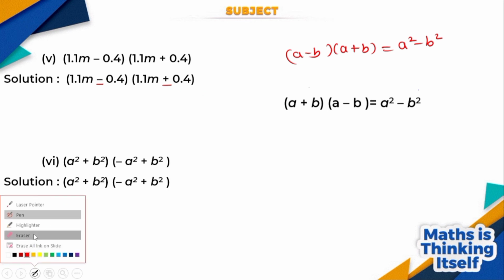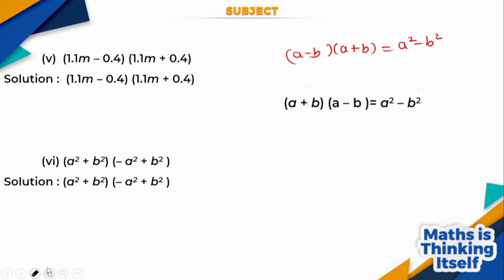So now we compare here and we find that value of a is 1.1 m, and which is equal to 1.1 m whole square minus value of b is 0.4, तो 0.4 square. So 1.1 square, तो 11 का स्क्वायर सभी को पता है 121 होता है.